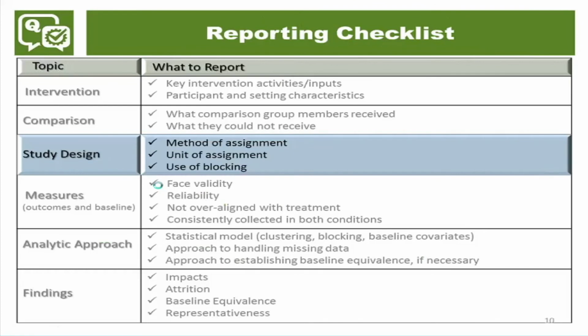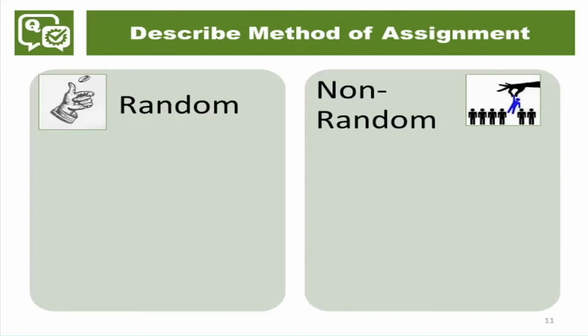You should provide clear and detailed information about the design of the study as it was implemented or conducted in the field. You may have already written about the evaluation design when you were planning it, but in the report you're going to describe the design as it actually was implemented. So first you're going to begin by describing the method of assignment, whether assignment was random, like a randomized controlled trial or RCT, or whether assignment was non-random, like a quasi-experimental design, or QED.